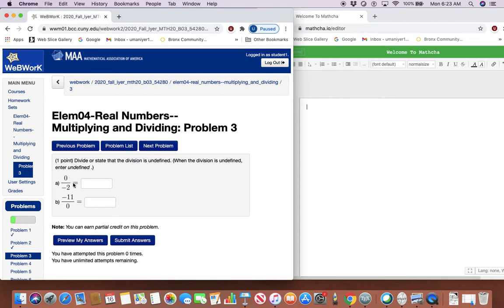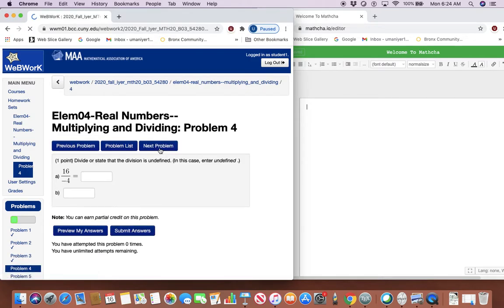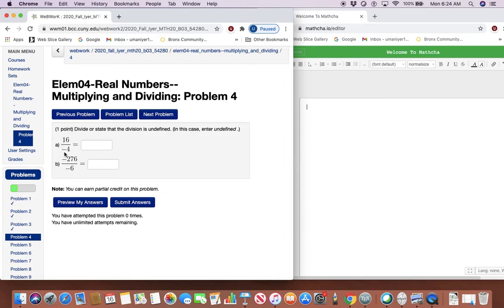Division. 0 divided by anything non-zero is 0. Anything divided by 0, 0 in the bottom, is undefined. Positive over negative is a negative. 16 over 4 is 4. Negative over negative is a positive.